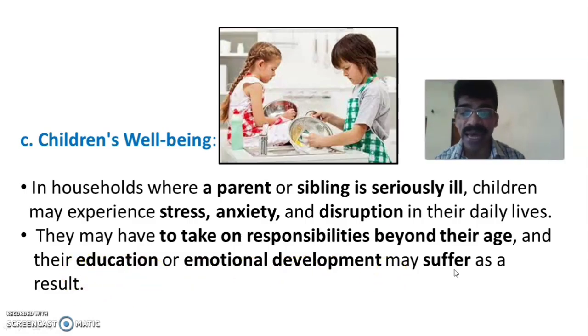If the parents are suffering from any disease, then the children have to take care of the parents. That may increase the stress, anxiety, and disturbance in their daily life. They cannot go to play, they cannot go to school, etc. That may lead to emotional stress.